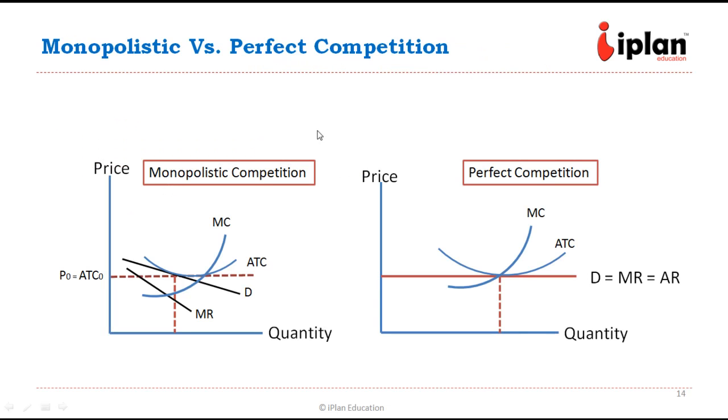This was the curve in the case of perfect competition, where we know the demand curve was the same as the marginal revenue curve, and the point at which they are cutting, this was the price, this was the quantity. But if we compare with monopolistic competition, the marginal revenue curve is on the left hand side of the demand curve, and this should be the point where they are cutting. This is the quantity, and if we look at the demand curve, we can see the price here.